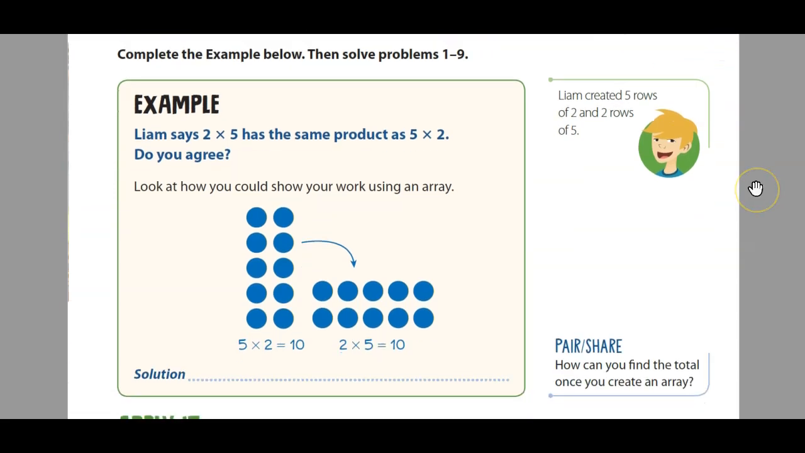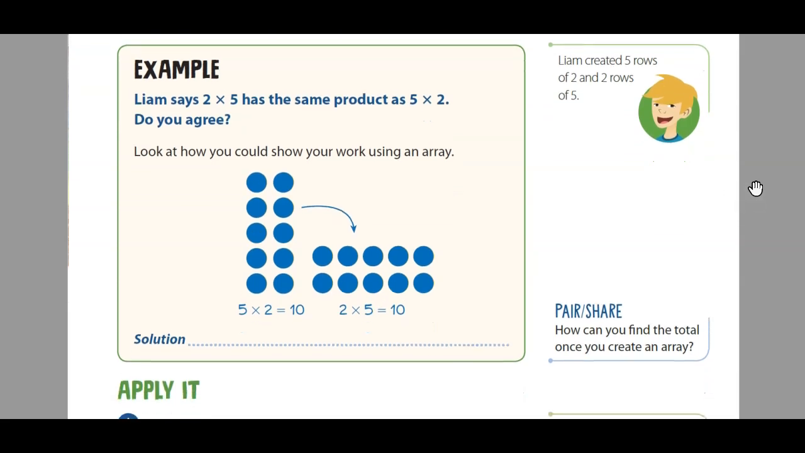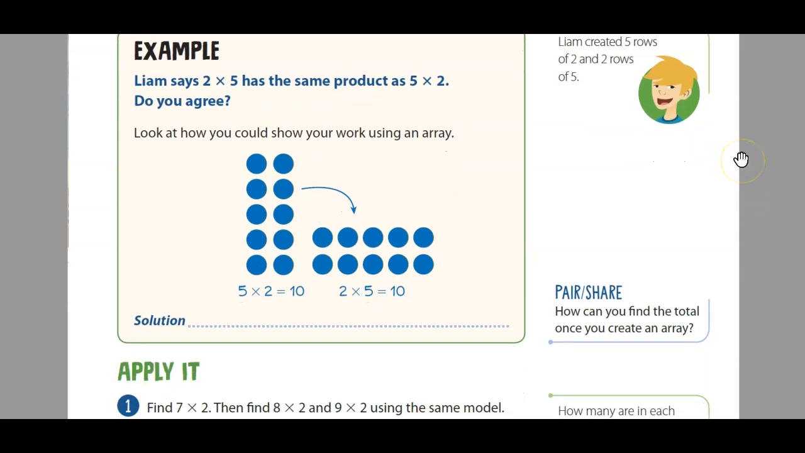So let's look at the example, okay? It says, Liam says 2 times 5 has the same product as 5 times 2. So here he has 5 times 2, this is his array. And here he has 2 times 5. Does he have the same number of dots? Yes. Well, 1, 2, 3, 4, 5, 6, 7, 8, 9, 10. Yes, okay?